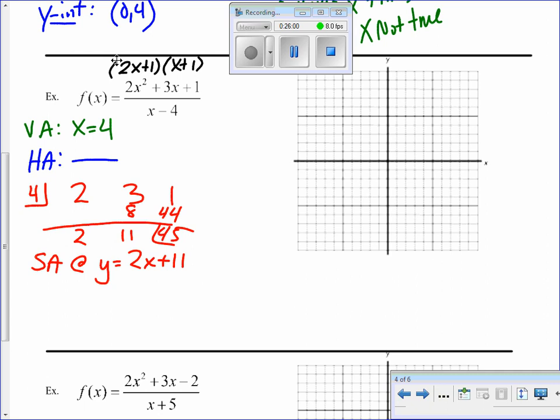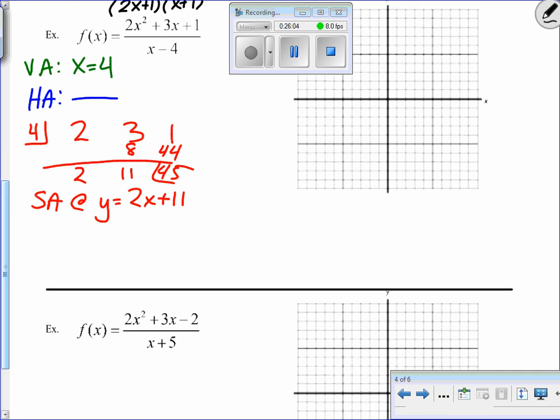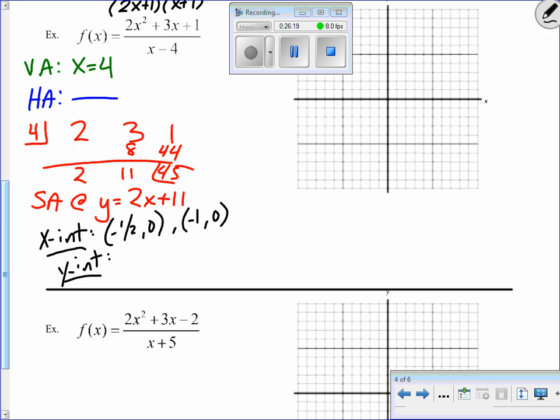Okay, cool. We also have some intercepts I want to write on here. Our x-intercept is going to be at negative 1 half comma 0, and there's also another one at negative 1 comma 0. And there's a y-intercept at 0, negative 1 fourth.